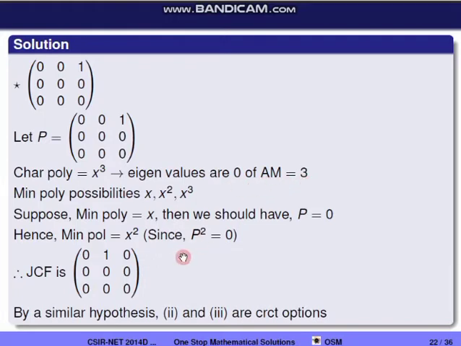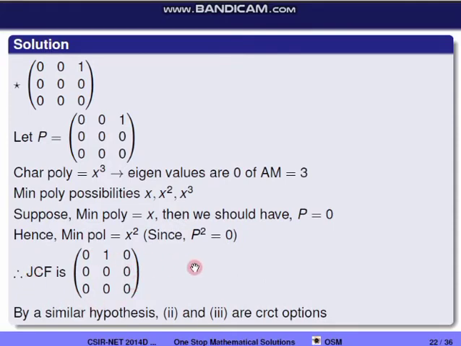Here we have algebraic multiplicity equal to 3. So we have a block of order 2 and another block of order 1. So their sum will be equal to 3. Therefore the JCF is 0, 1, 0, 0, 0, 0, 0, 0, 0. By a similar argument, you can show options 2 and 3 have the JCF similar to this. So 1, 2, 3 are correct options.